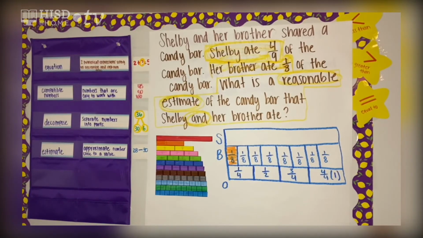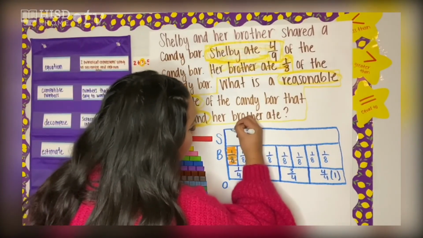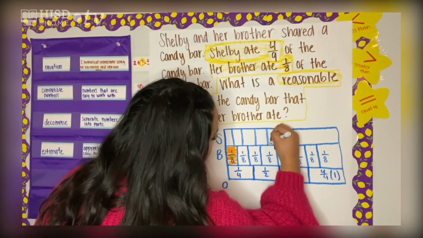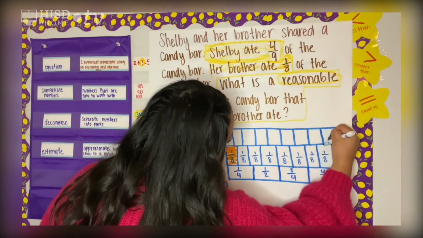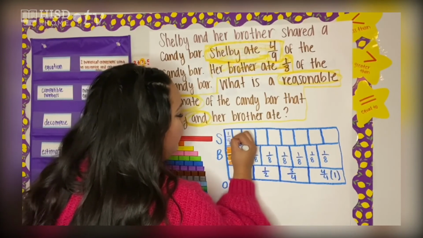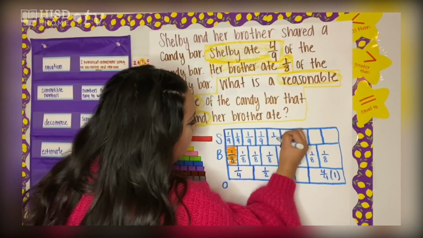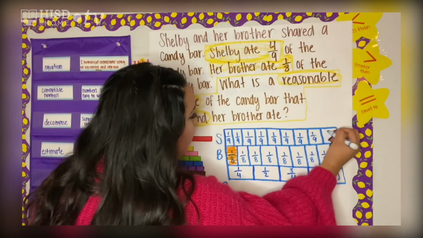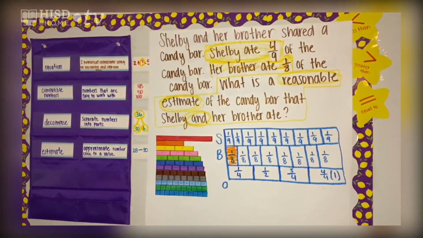And how much did Shelby eat? Yep, she ate 4/9. So what do you guys think we're gonna do? Yep, we're gonna split this into ninths. Awesome job, fourth graders. And we have here 1/9, and just label these all the way down on your paper, just like this. All right, and it says here that Shelby ate 4/9.